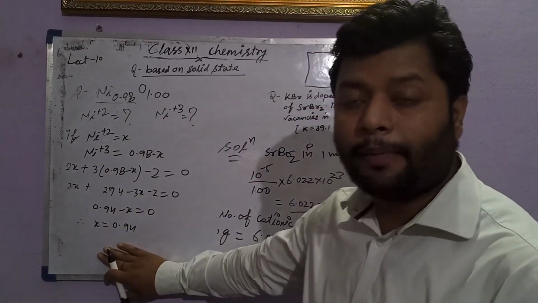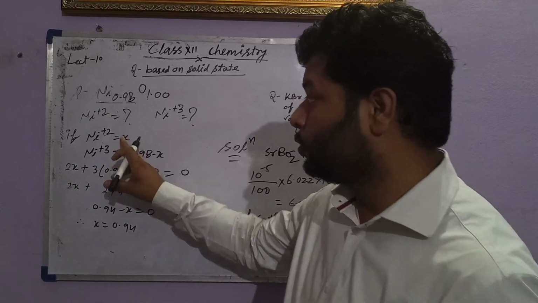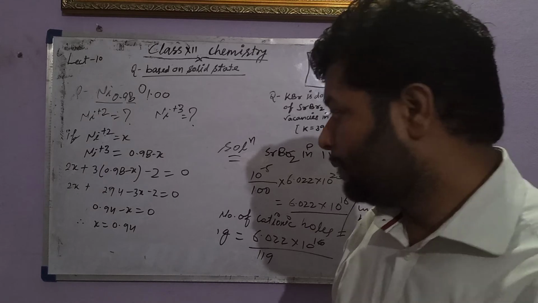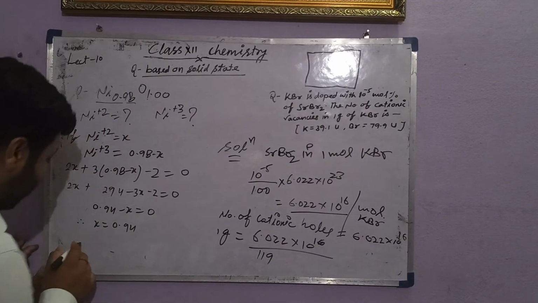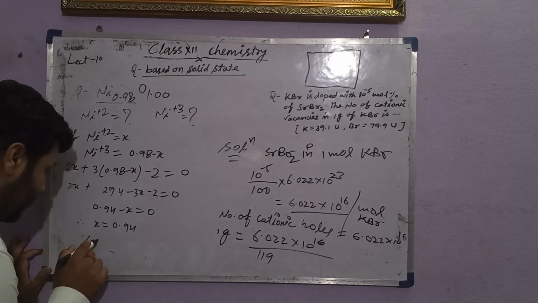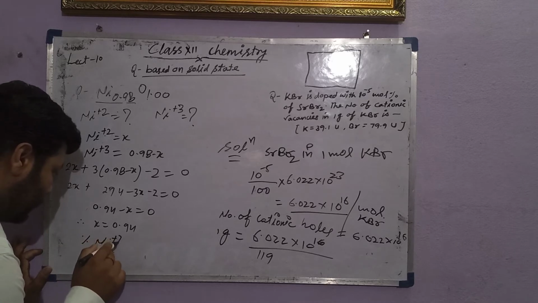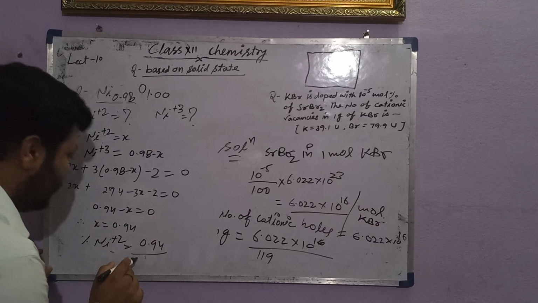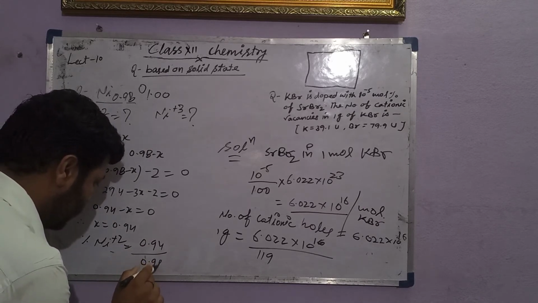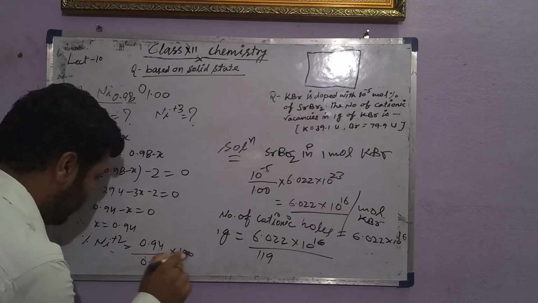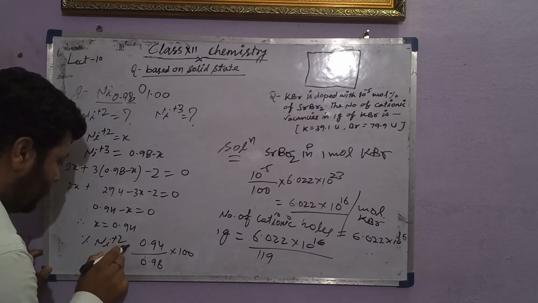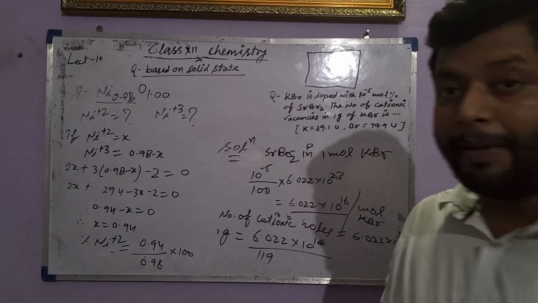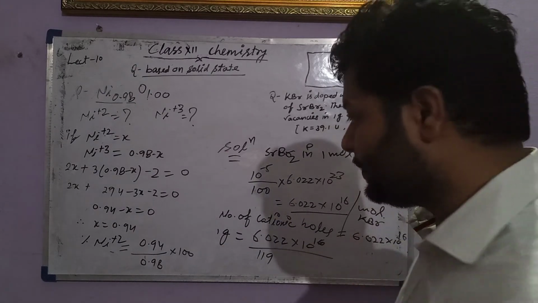That is the numerical value of x, meaning nickel plus 2. So what is the fraction? What is the percentage of nickel plus 2? The percentage value of nickel plus 2 is 0.94 out of 0.98 into 100. You have to solve this. You will solve this and answer. Comment me the answer in the comment box.